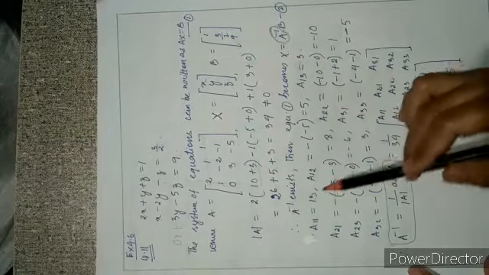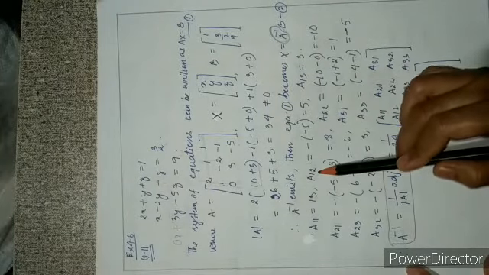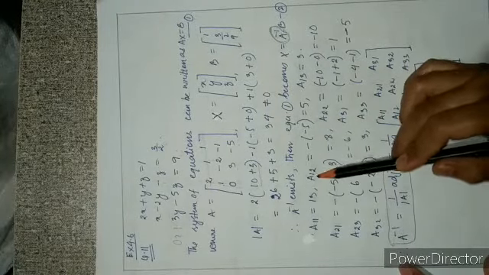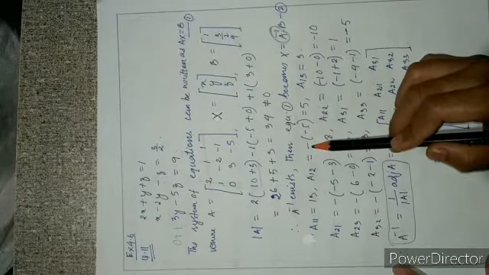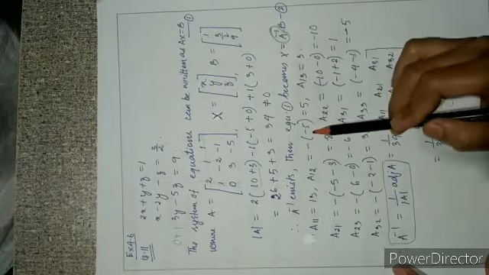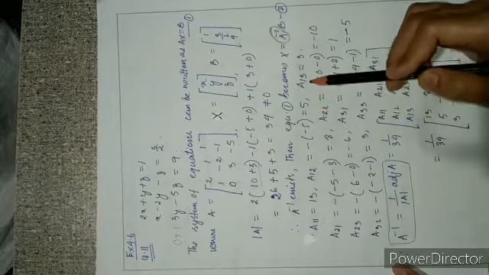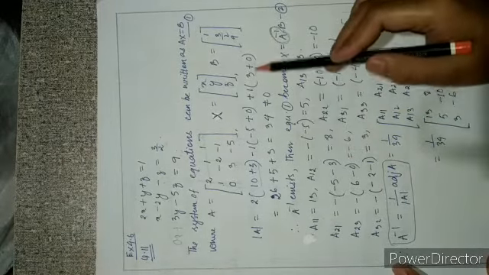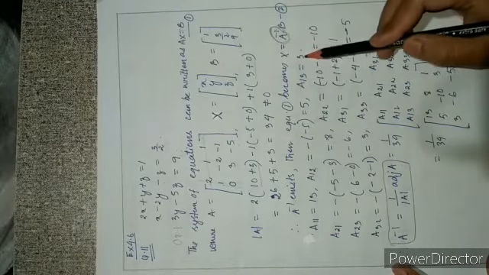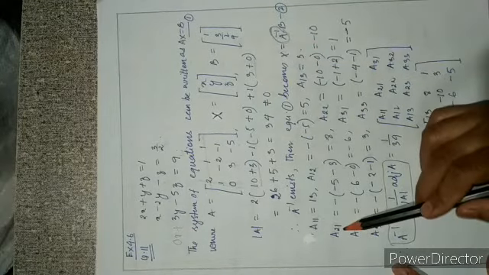Then cofactor A12. 1 plus 2 is 3, so it takes a minus sign. Then this is minus 5 plus 0, minus 5. Minus times minus is plus. Then find cofactor A13.